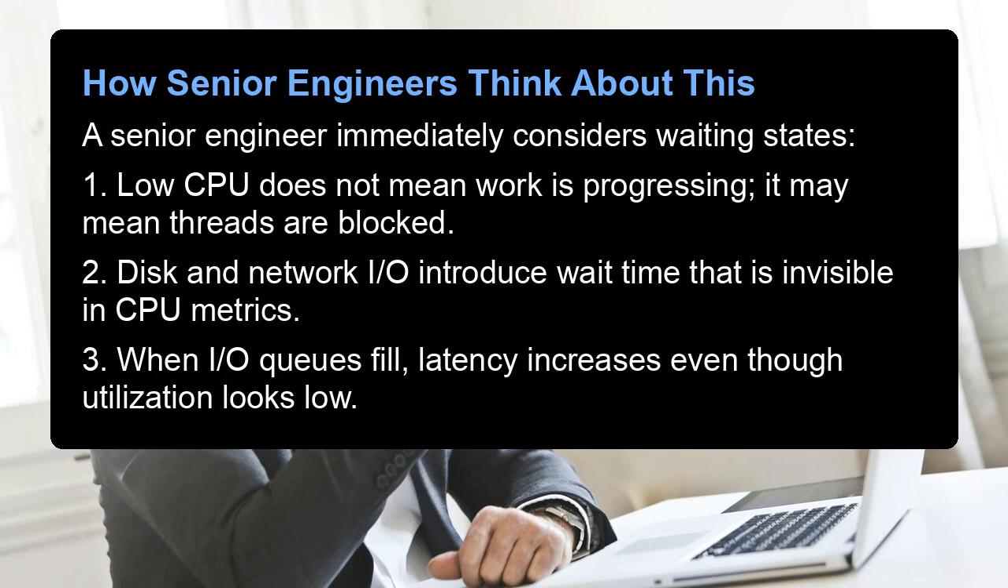How senior engineers think about this. A senior engineer immediately considers waiting states. 1. Low CPU does not mean work is progressing. It may mean threads are blocked. 2. Disk and network I/O introduce wait time that is invisible in CPU metrics. 3. When I/O queues fill, latency increases even though utilization looks low.